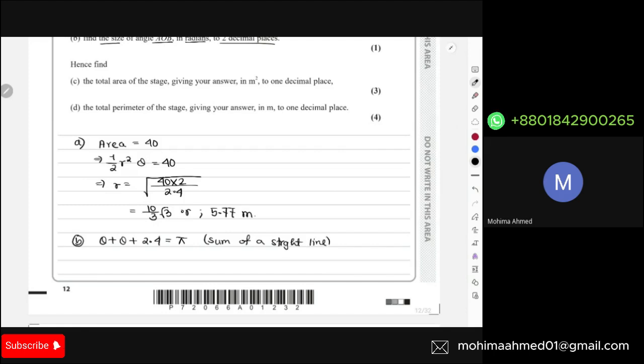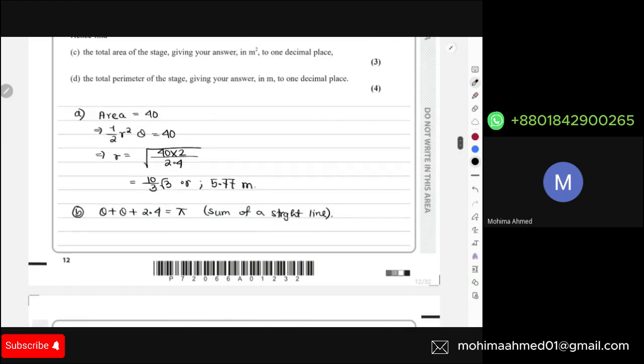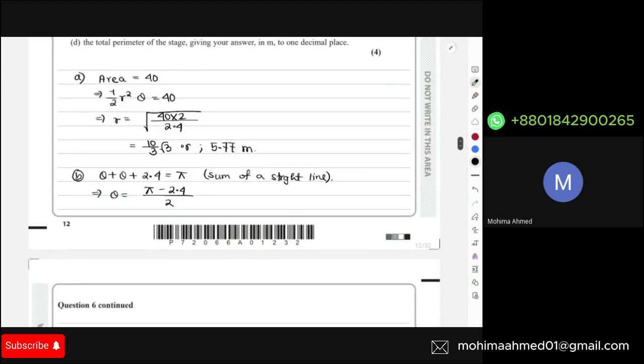You don't need to write this, by the way, okay? I'm only writing the explanation for your revision, so whenever you come here for the revision, you can understand this. Why am I doing this? So you get pi minus 2.4 divided by 2, which is going to be 0.37. So this is your answer, 0.37.